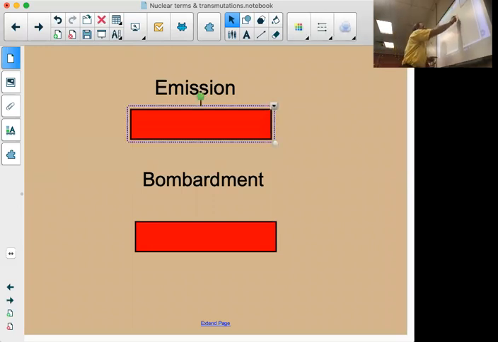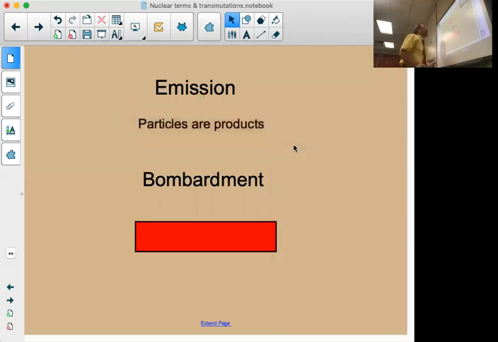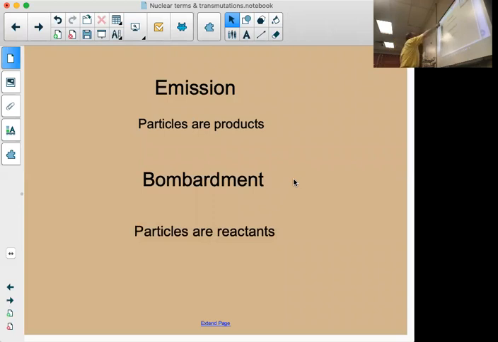When we talk about emission, an emission is where the particles are products. What particles? We'll talk about those in a minute. Bombardment is where the particles are reactants. So let's look at the particles that are possible.